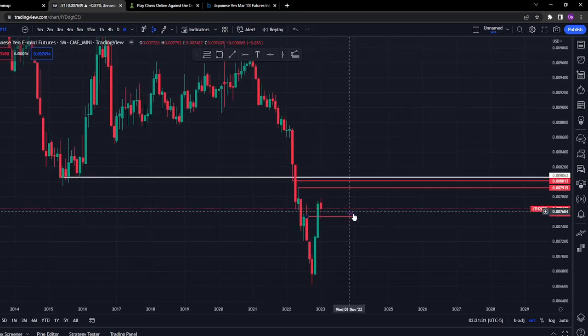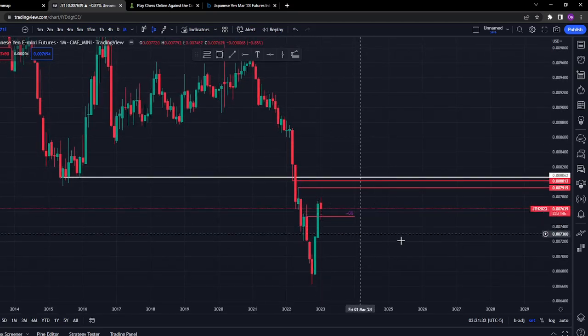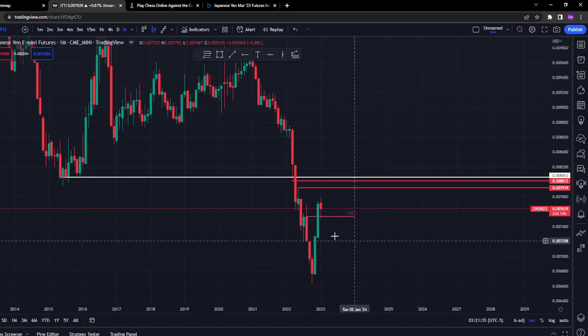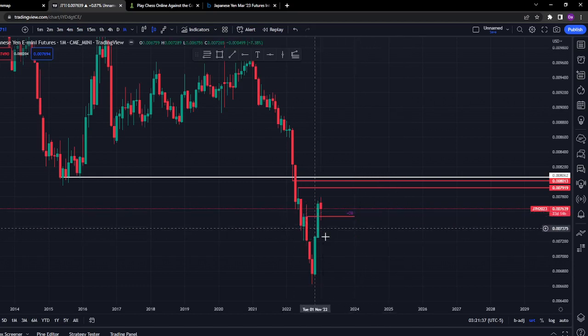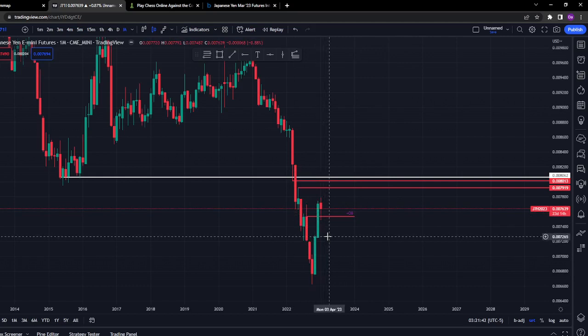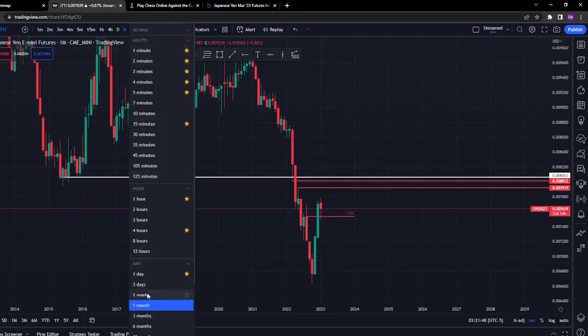And as you guys can see, we have a bullish order block in here. And for some of you, you may want this to be traded a bit lower, deeper into it. I don't think that's going to happen, and let me show you why. We'll drop down to a weekly chart.